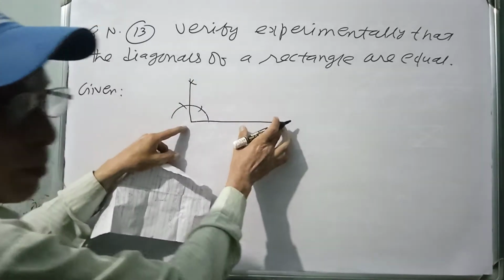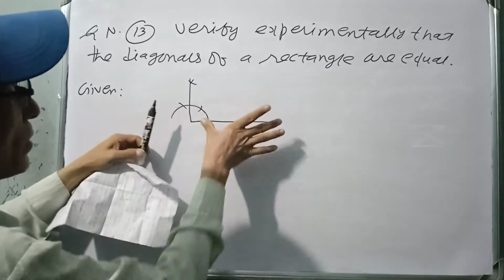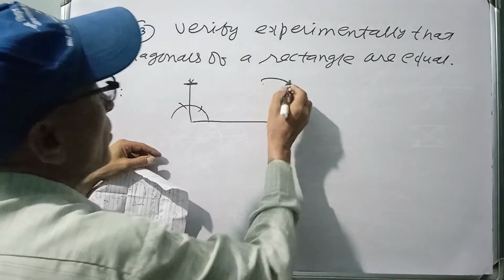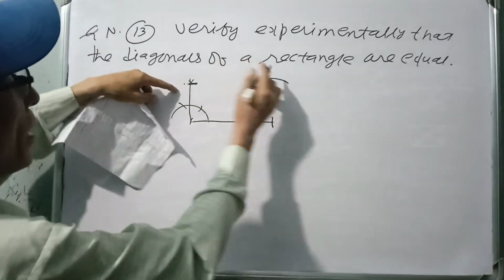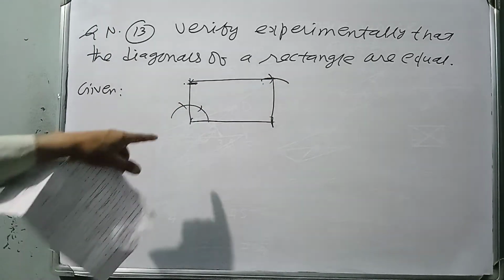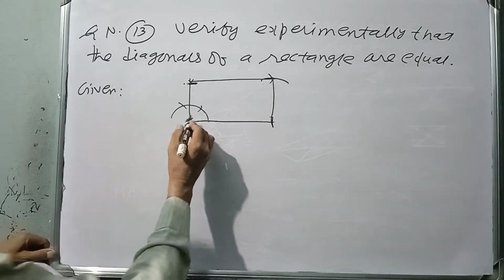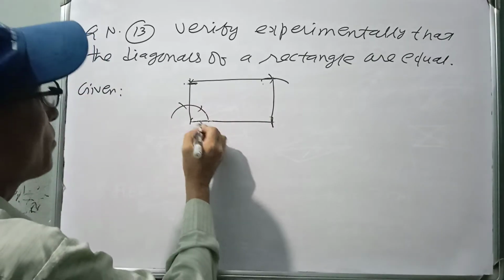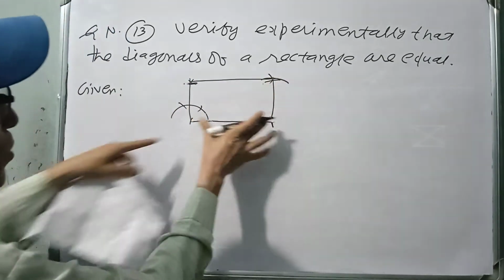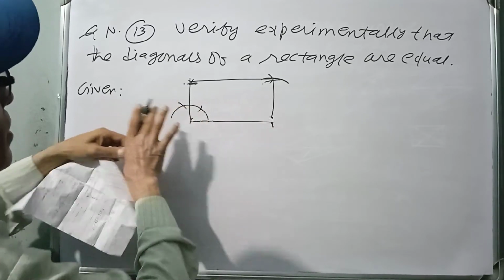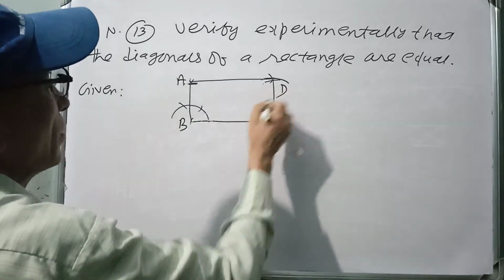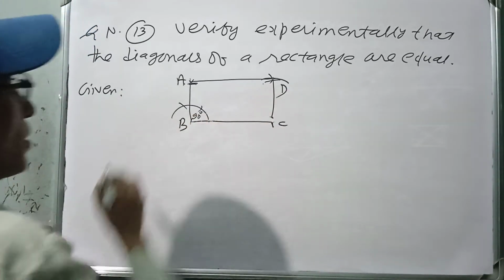Take a certain length, suppose you can take any length, and cut an equal arc. From here also cut an equal arc. Make opposite sides equal. Opposite sides are equal and one angle is 90 degrees. Take one side, make a 90 degree angle, take its length and cut the opposite side equal, so that opposite sides are equal and one angle is 90 degrees.